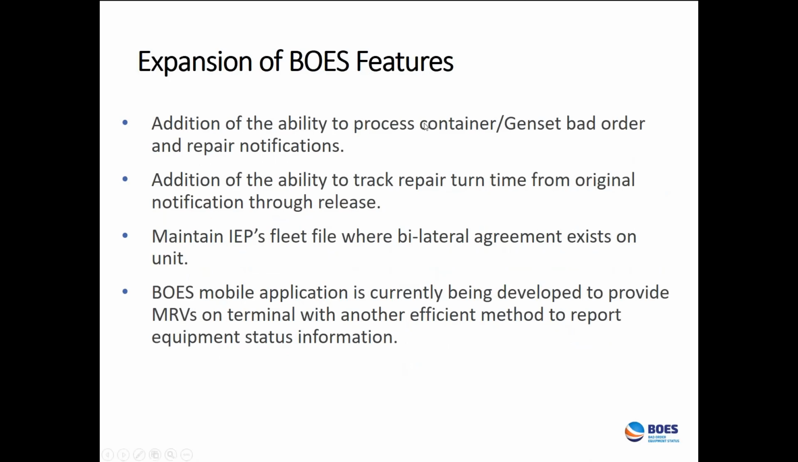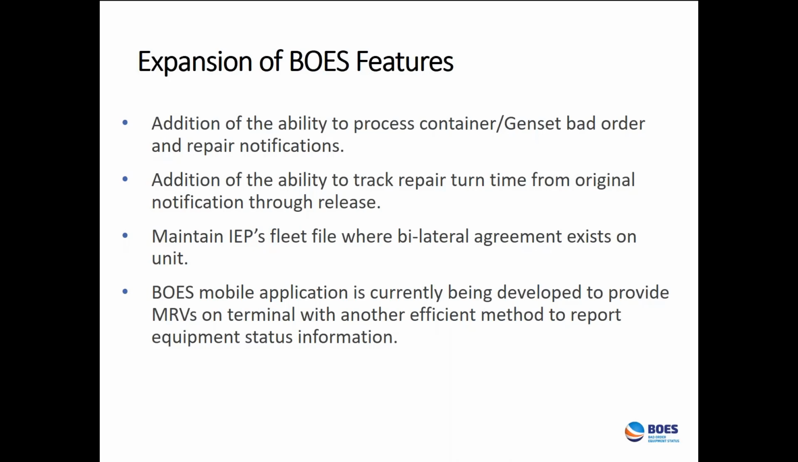transactions that were in the BOES application at that time and notify the appropriate parties. We also added the ability to process container genset bad orders and repair notifications. We enhanced some of our reporting capability that we include now. There's a report where users can track the turn time from when the unit was placed in a bad order status and then when that unit was actually released, so that you can see the metrics of the timing that it takes for the flow to take place.